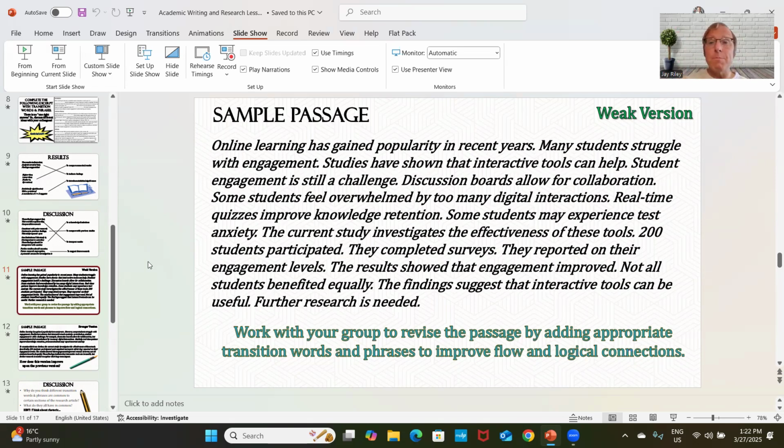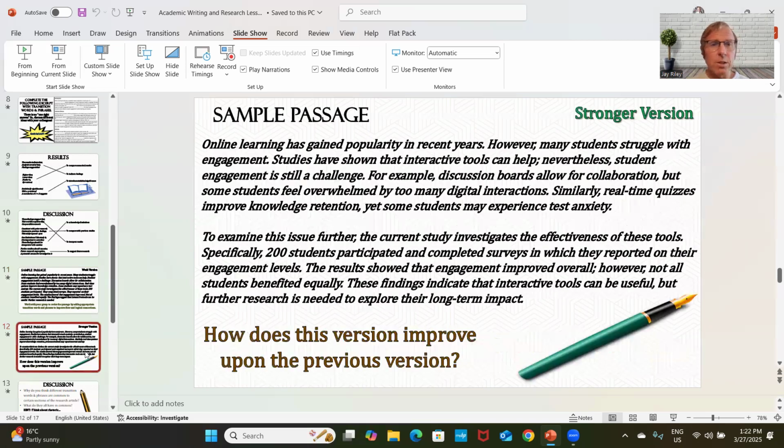And the reason it seems so choppy, for one, we've got a lot of short sentences. I would use a mix of shorter and longer sentences here, but it lacks transitions. It lacks transition words and phrases. There are no cohesive devices that tie all these sentences together. So let's look at an improved version.